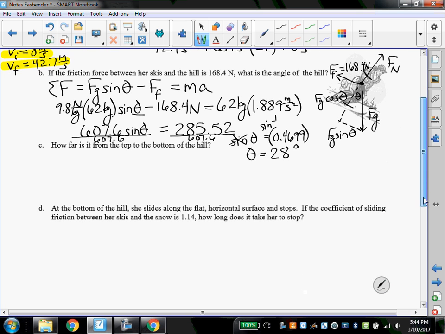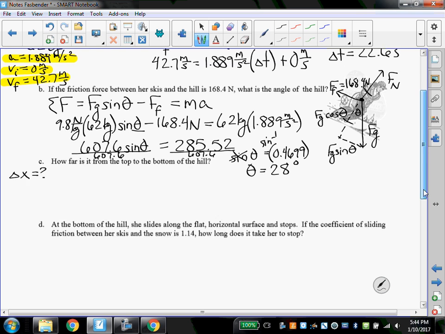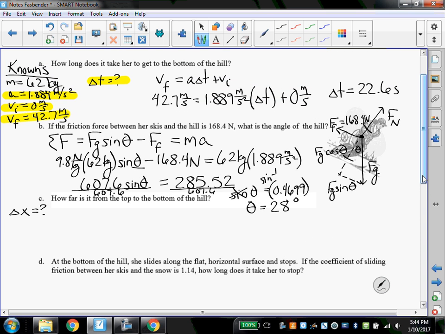Let's go into part C. How far is it from the top to the bottom of the hill? So this is really asking us, what is our delta x? We have a ton of information. I think we would be able to find our delta x just by using everything we know from Unit 3. So let's use a fan favorite. Let's use VF squared equals VI squared plus 2a delta x.